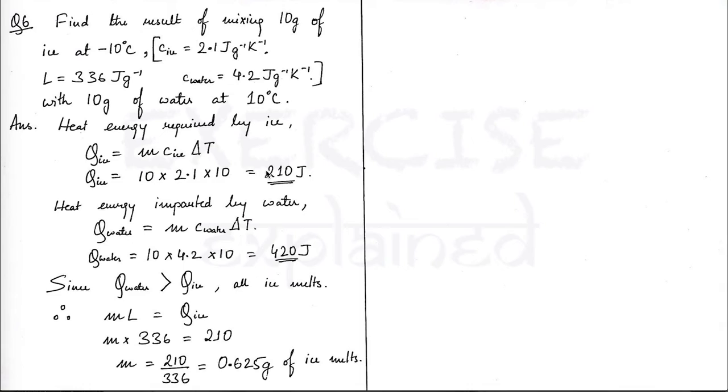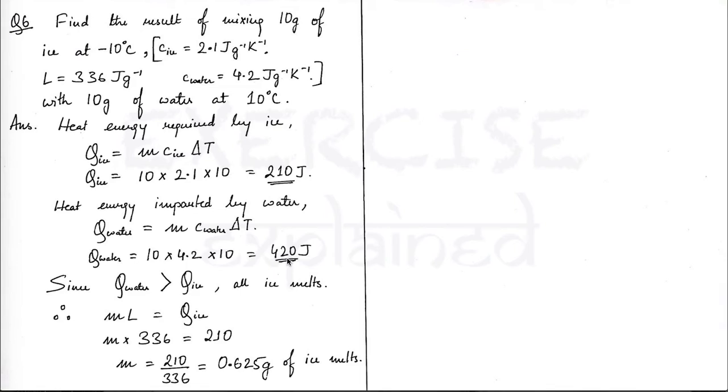So we need 210 joules of heat to increase the temperature of ice from minus 10 to 0. Now we need to find the heat energy imparted by water. That means the heat energy that is being lost by water in order to reduce the temperature from plus 10 to 0. So mass is given as 10 grams, it's the same. Specific heat capacity is 4.2 joules per gram per Kelvin. And delta T, that is change in temperature, will be 10 to 0, that is nothing but 10. So we get it as 420 joules.